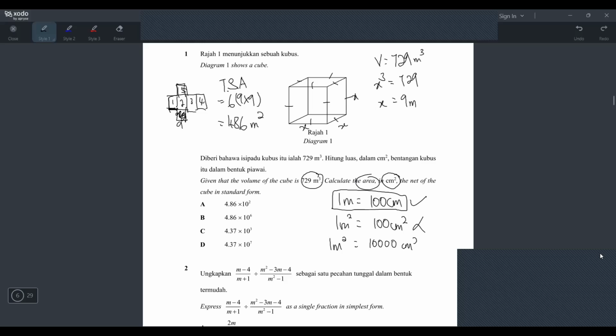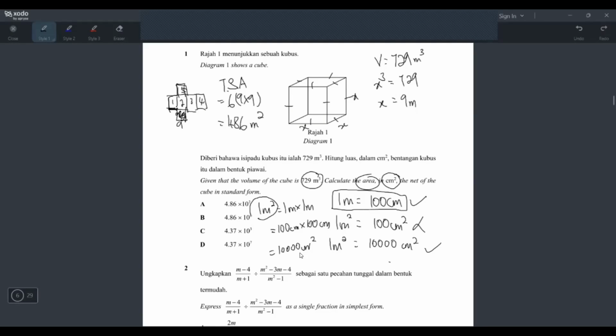It's actually 4 zeros, right? It's actually 4 zeros like this. This is the correct one. Okay, this is the correct one. Let me explain. 1 meter square is actually 1 meter times 1 meter. So it's actually 100 cm times 100 cm, which is equivalent to 10,000 cm square. So the 1 meter square, when you convert to cm square, you have to times 10,000.